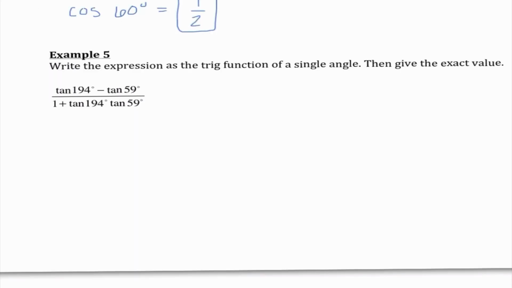So example 5 here, we have that same direction, so I'm going to look at this and determine, do I think this is using sine, cosine, or tangent? And I definitely think it's using tangent. And I notice that my two angles being used are 195 and 59 degrees. Since there's subtraction, I know that in the numerator we have the same sign, so I'm going to go ahead and subtract. And I end up getting tangent of 135 degrees.